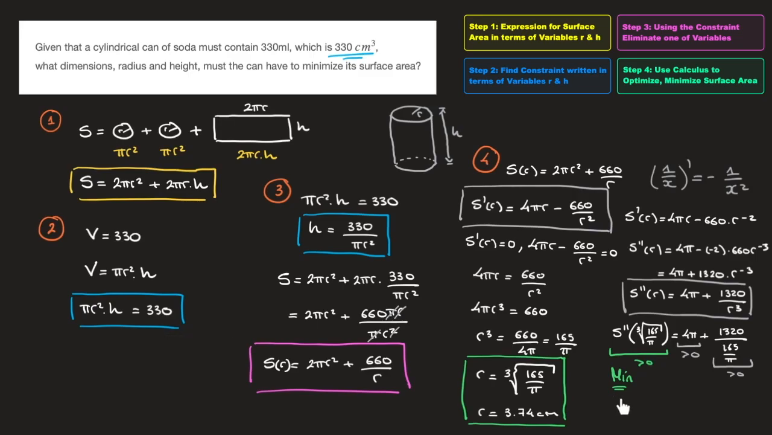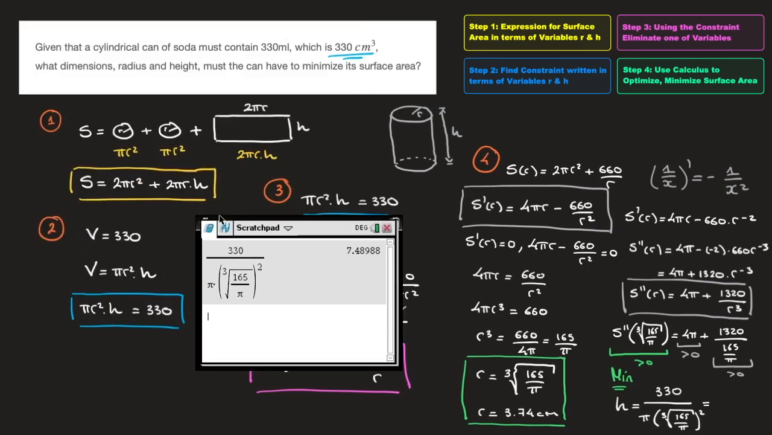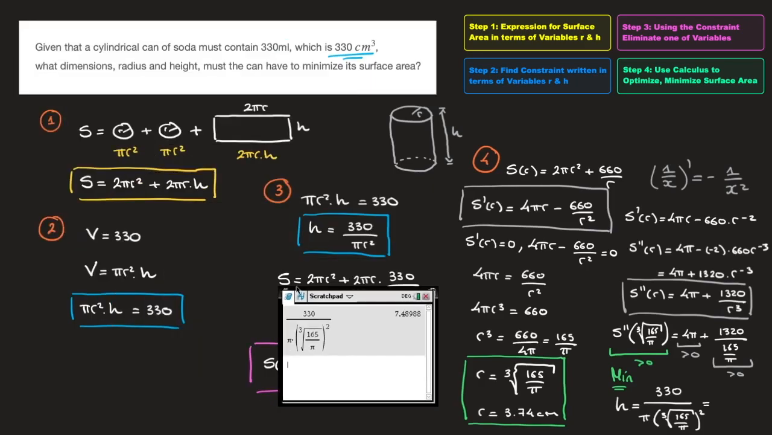And now that that's established, all we have to do to finish this problem is calculate the height of the cylinder. And for that, we go back to the expression that I wrote here and replace r by the cubic root of 165 over pi. In other words, h is equal to 330 over pi times, in parentheses, the cubic root of 165 over pi, all of which is squared. And by all means check, but with a calculator and rounding to 2 decimal places, I find that's equal to 7.49 centimeters. And that's the final answer.